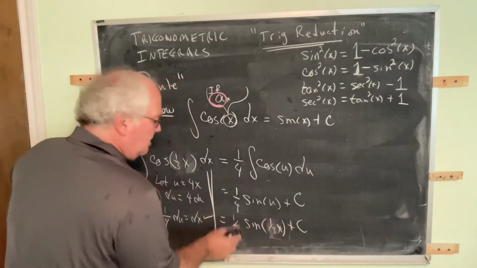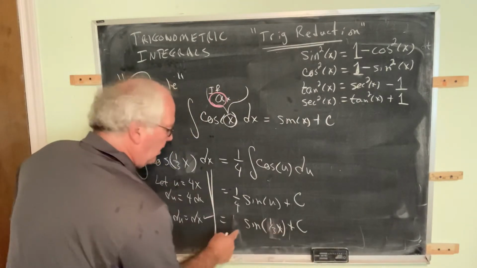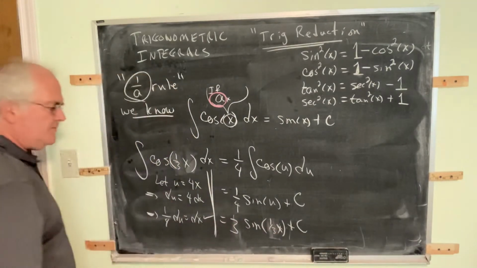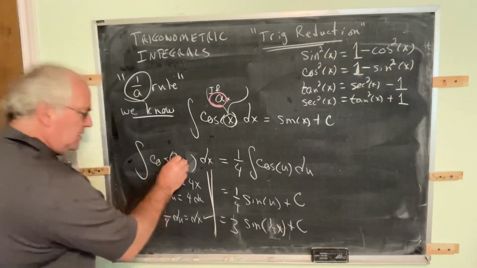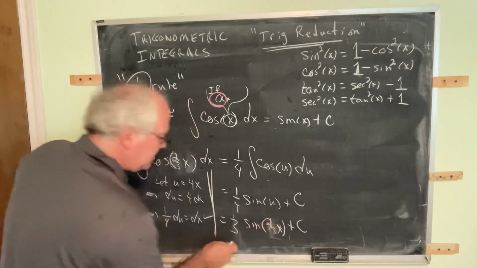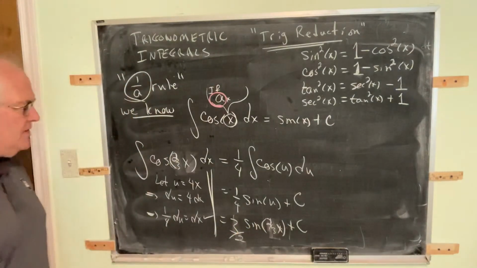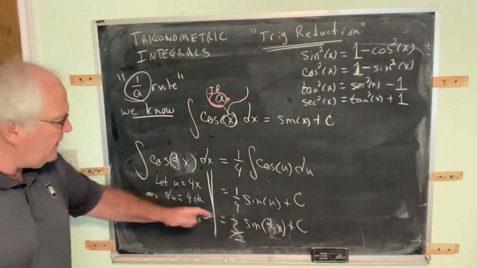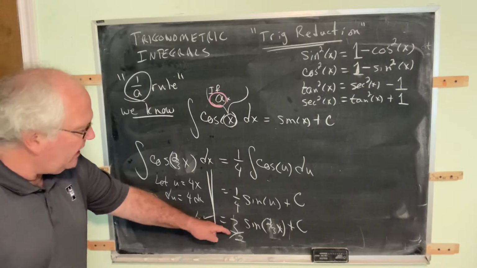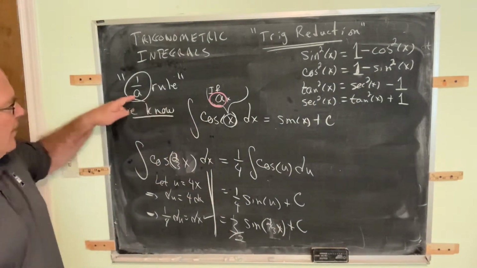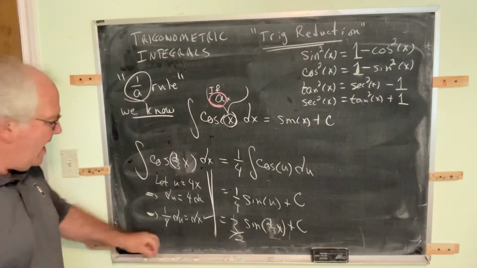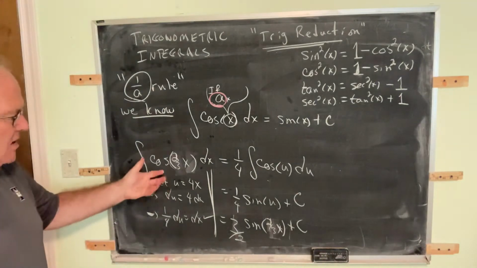But now this becomes 1 over 1/3, or we may simply write 3. If this is 2/3, this is 2/3 x, and this is 1 over 2/3, which is 3/2. And so in any event, what we have is the constant multiplier here is the 1 over a. That's why this is called the 1 over a rule. And there's nothing magic about cosine.